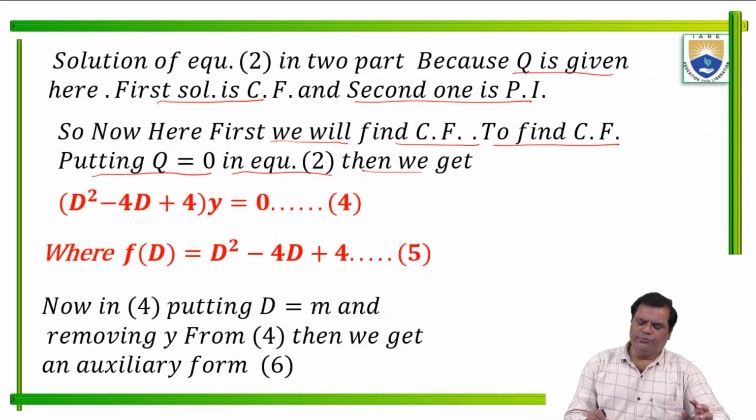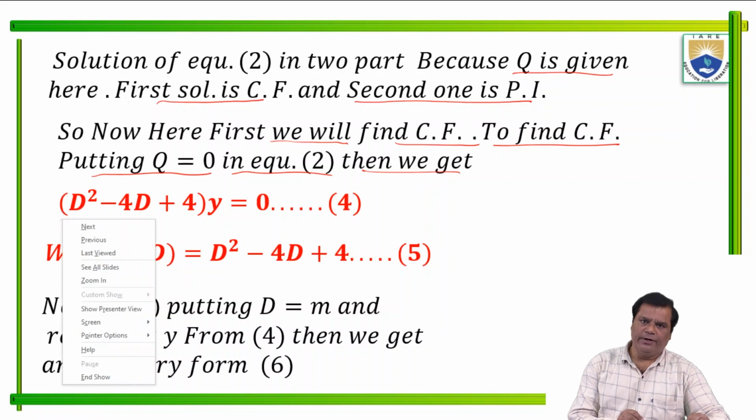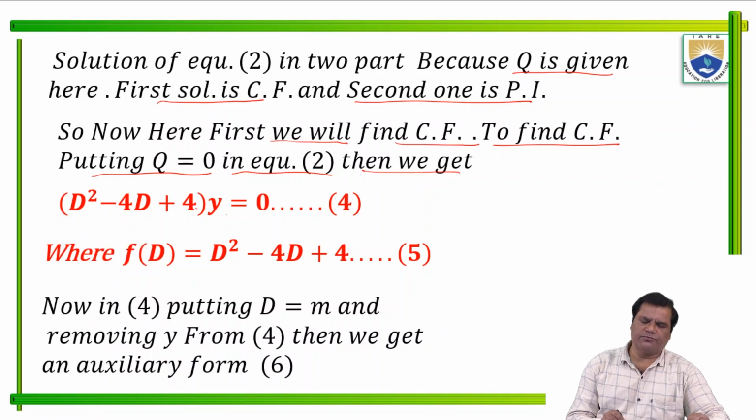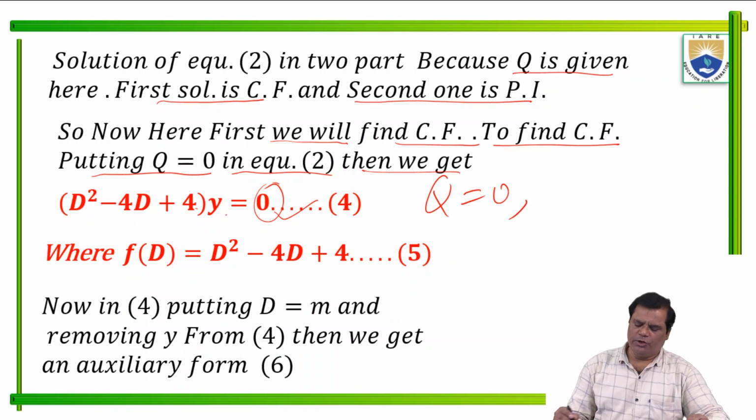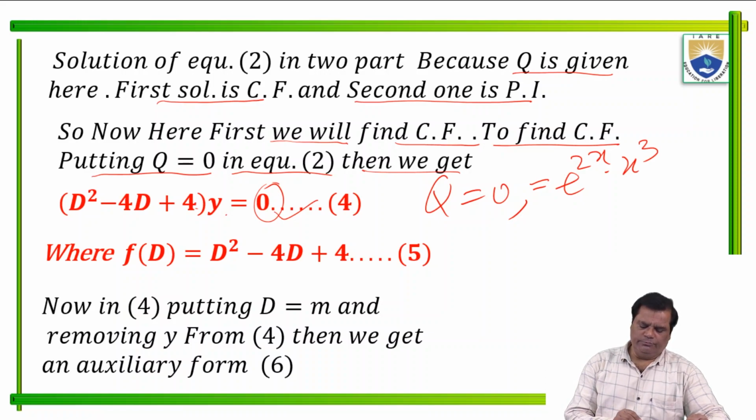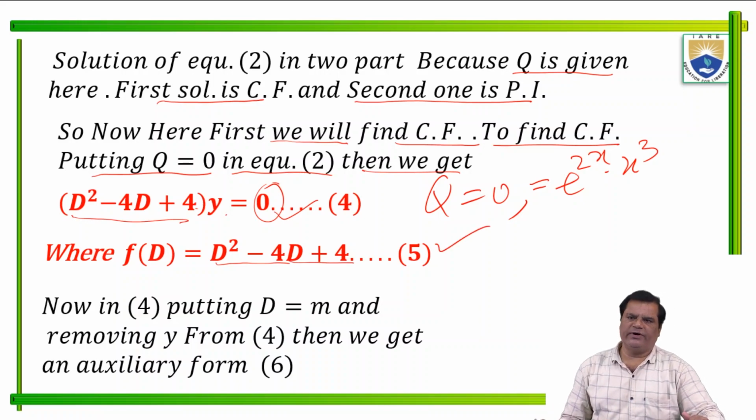In equation 2 we then get equation number 4: (D² − 4D + 4)y = 0. We are taking Q as 0, where Q is a function of e^(2x) into x³, so we put it equal to 0. And what is F(D) here? F(D) is D² − 4D + 4. This is equation number 5.